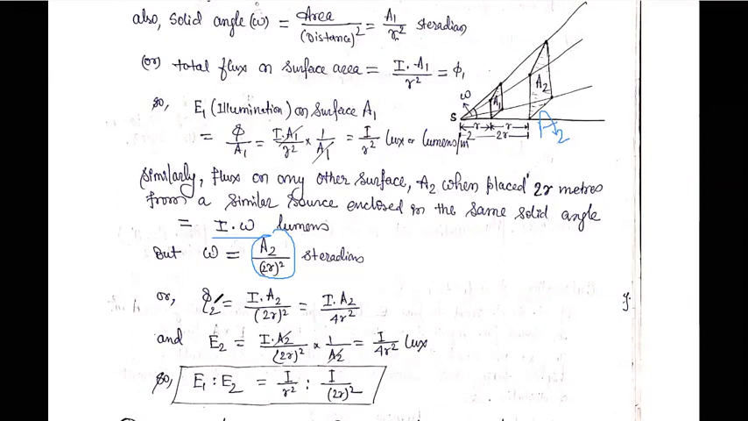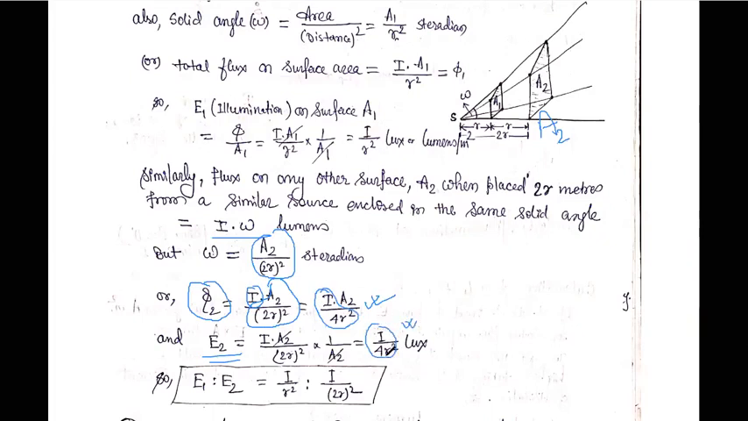And the total flux is I into omega. So we can write the flux at this surface is phi 2, and the value of phi 2 is I into omega. This is the value of omega. So we will get I into A2 divided by 4R square. So as per the definition, what we can write for E2? E2 is equal to total flux phi 2 divided by the area A2. So phi 2 divided by A2 is equal to how much? I divided by 4R square. This is what we are getting here.